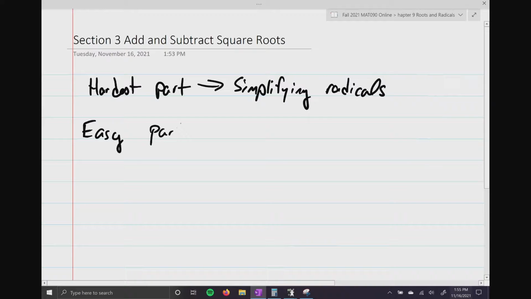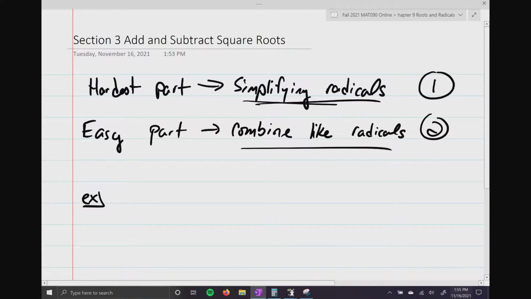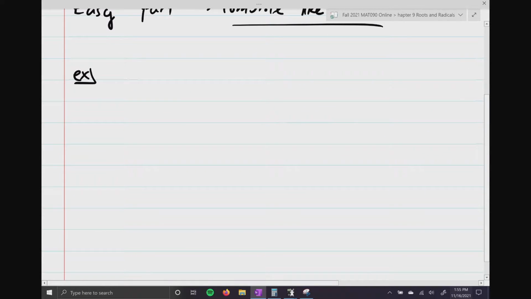The easy part is you already have a really good understanding on how to do this, which is combining like, and before you say terms, because I know that's what you want to say, we're going to be combining like radicals. So basically, it's a two-step process. Step 1, simplify your radicals. Step 2, combine all the like radicals. And that's it.